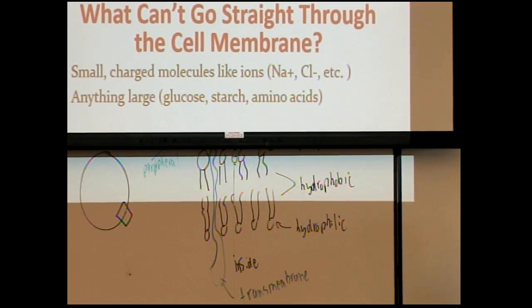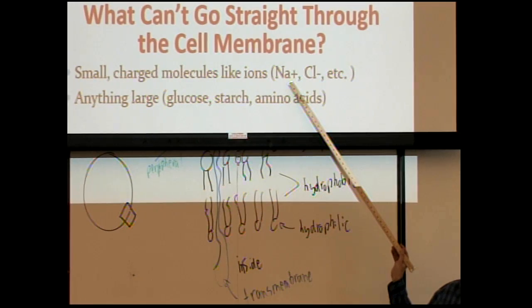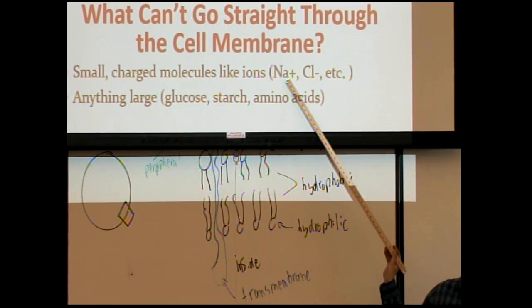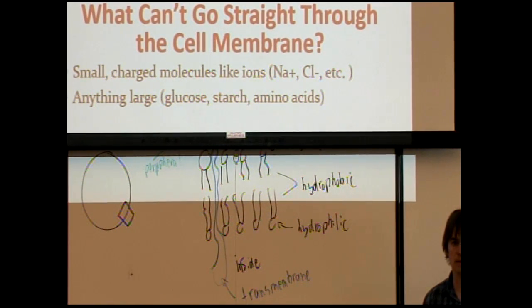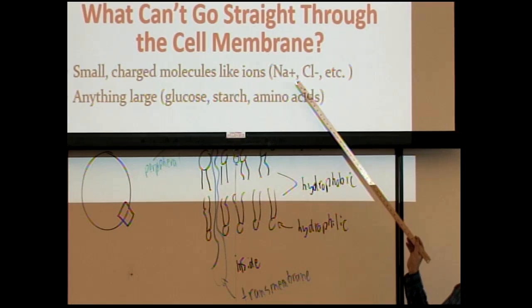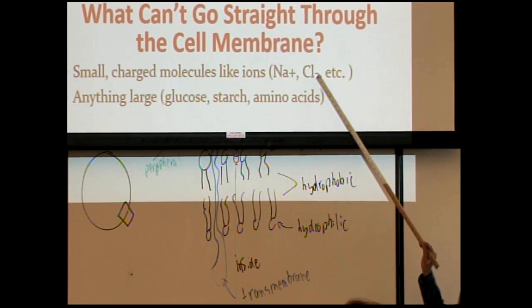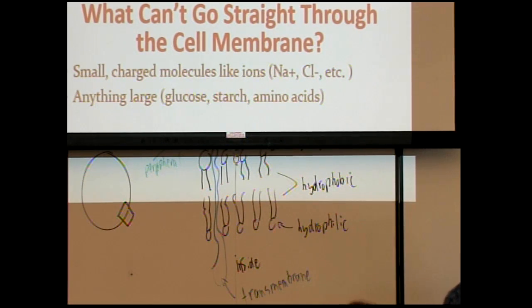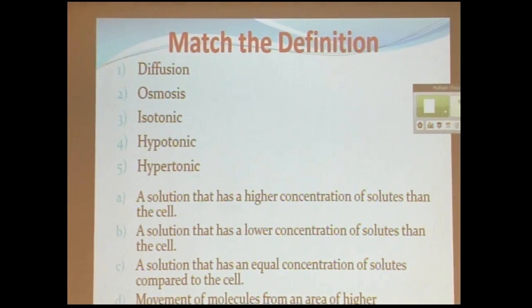So it's not just size, because ions, how many atoms is one Na+? That's one atom. So it's very small, but it's charged, so it can't go through the membrane by itself. Well, if it's plus, it has one less electron. And if it's negative, it has one extra electron. So we'll get back to all those. Let's talk about osmosis a little bit.